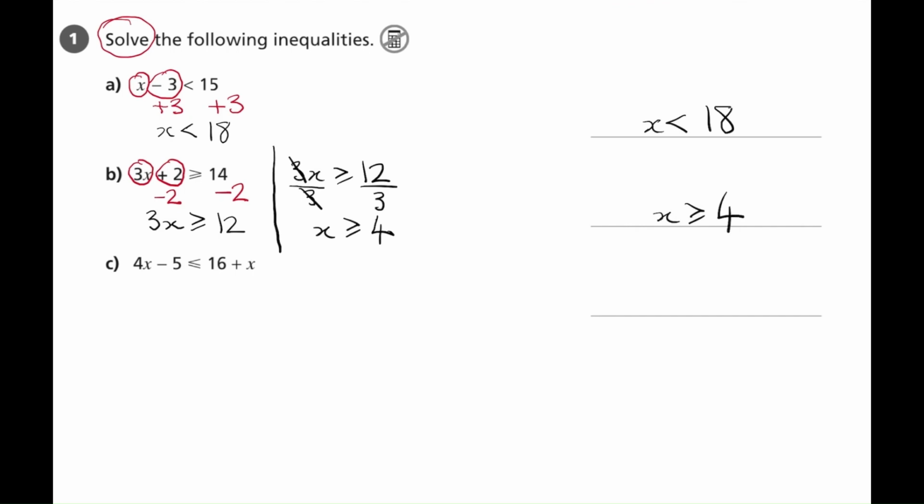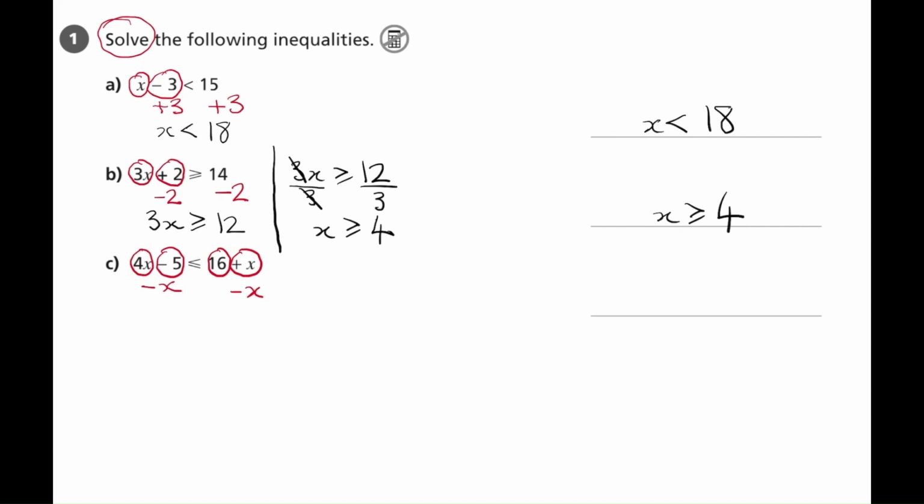Moving on to part C, this time we've got 4x and then take away 5 on one side, and we've got 16 and then add x on the other side. Again, we need all the x's on one side, so we might decide to try to get rid of the plus x on the right hand side, do the opposite. So instead of adding, take away. So we take away x from the right hand side, we must do the same to the left-hand side.